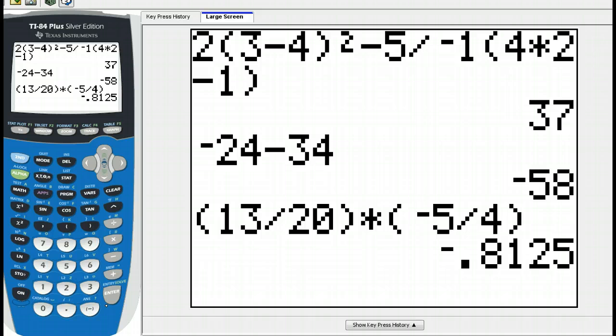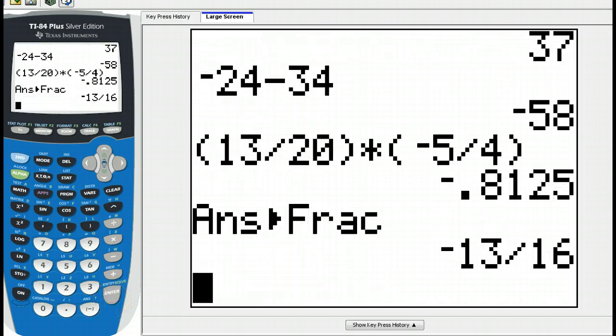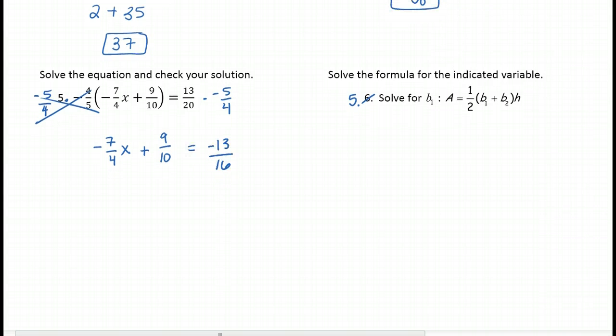And I have a decimal. That's okay. I like to keep my answers in fractions because it was given in fractions and it's a little bit more exact. We don't have to round. So to do that, math, enter, enter. So I'm at negative 13/16. So negative 13/16. And then I keep going.